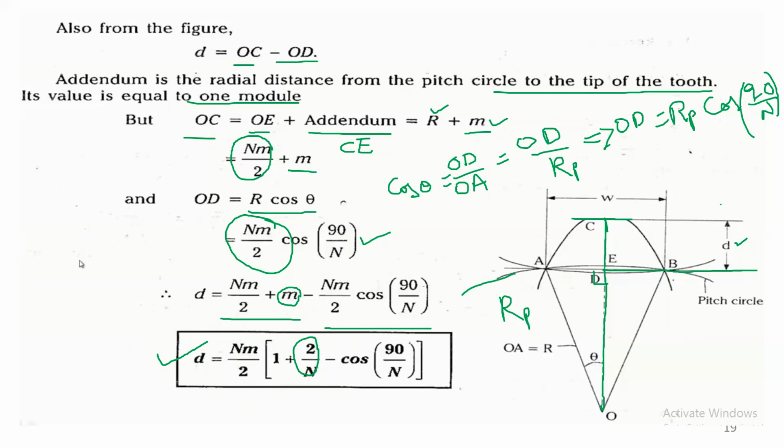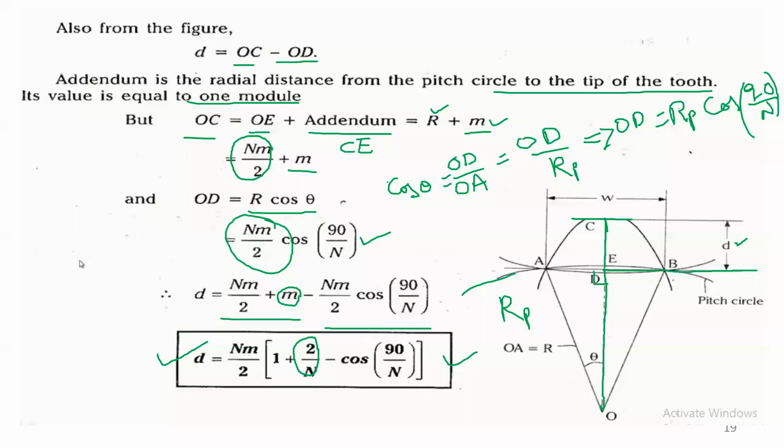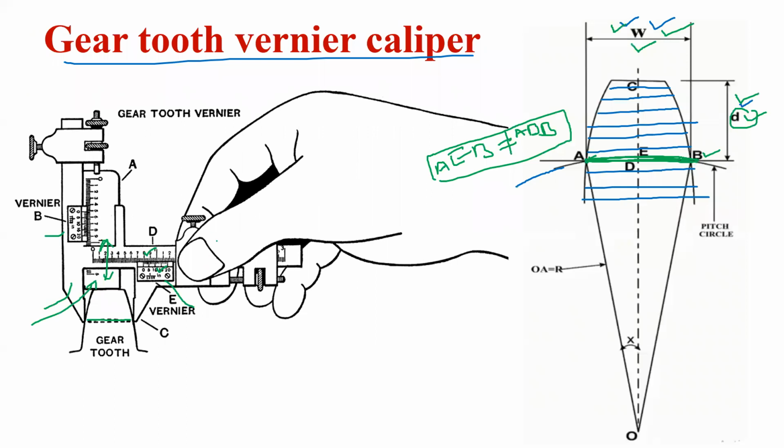So as you know, the W value, chordal width, and chordal addendum or chordal depth can be evaluated theoretically, and then you can compare with the practical value, which is measured by the gear tooth vernier caliper method. The advantage of this method is that it is simple and inexpensive, but the disadvantages are as we have seen.